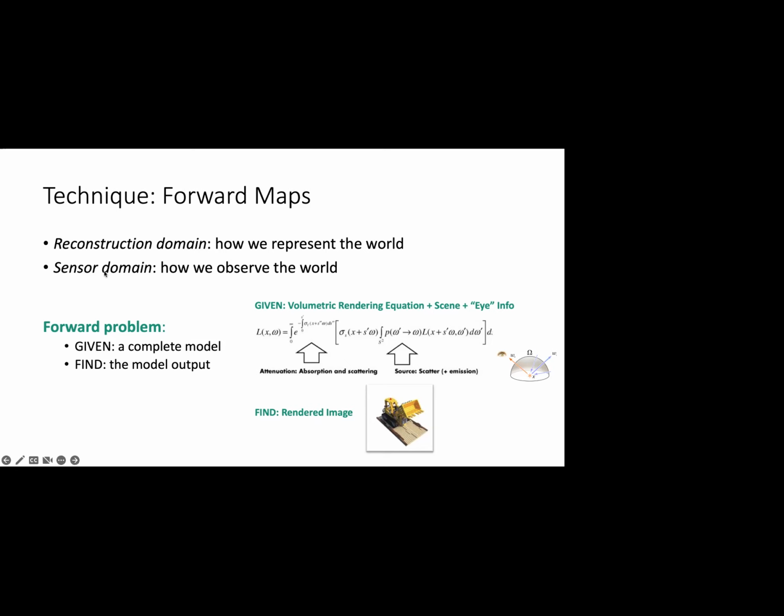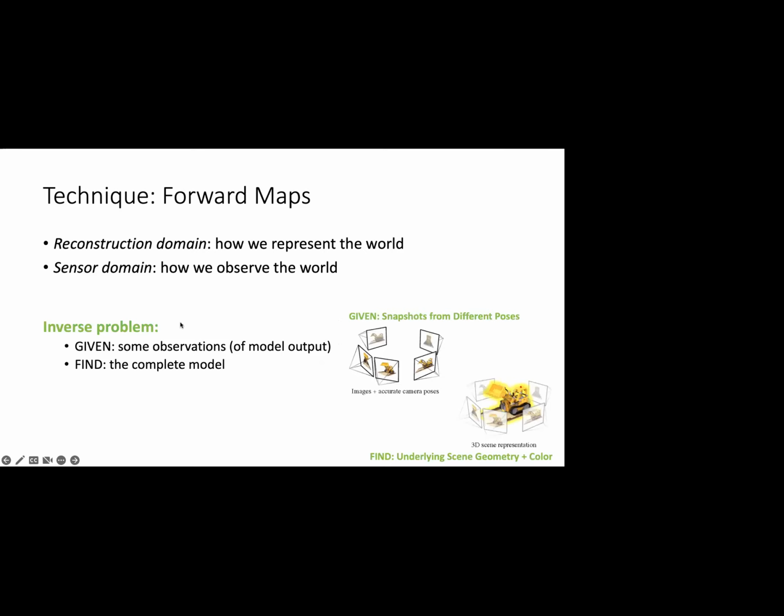For this example, it's a rendered image from the direction you're looking. The inverse problem is a little harder. Given some observations of an unknown model, for example here, a bunch of snapshots from different directions, find the model. So instead of going from model to data, we're going from data to model. And it tends to be sparse, it tends to be an ill-posed problem, which means we don't have enough information to solve it. And that makes it way more fun, right?